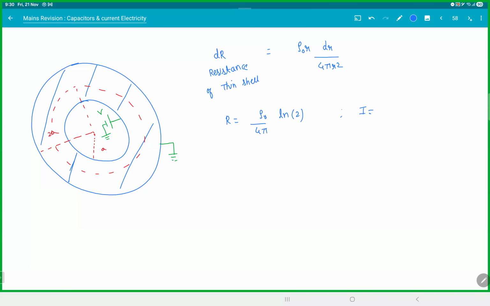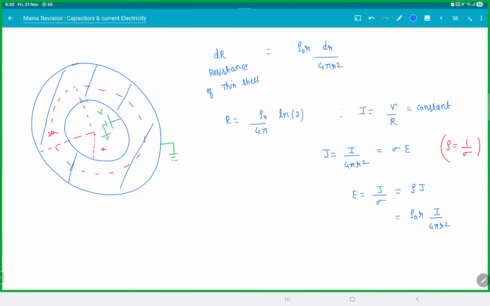So current is easy. Current is V by R. If you got current, then current density is easy. Current density is simply I by area. Now remember, current is constant. Same current will flow through all cross sections. If you got J, then E is easy. J equals sigma into E. And what is sigma? Sigma is 1 by rho. So E is J by sigma, which is rho into J. But rho itself is rho naught r, and J is I by 4 pi r square. Hope you remember that resistivity is 1 by conductivity.